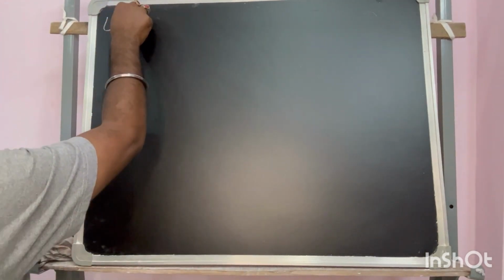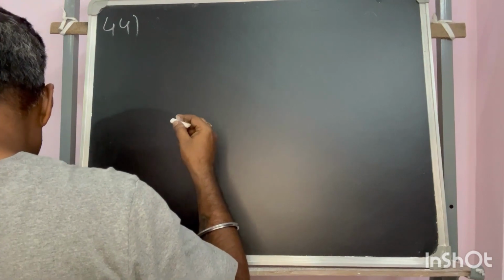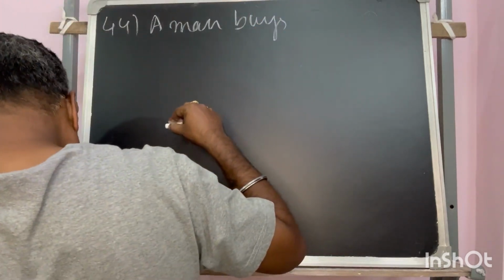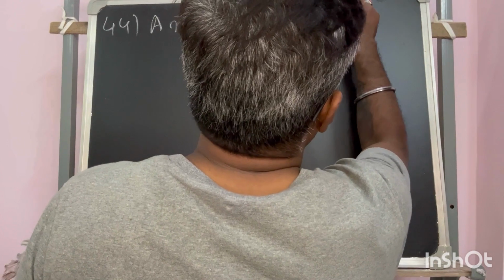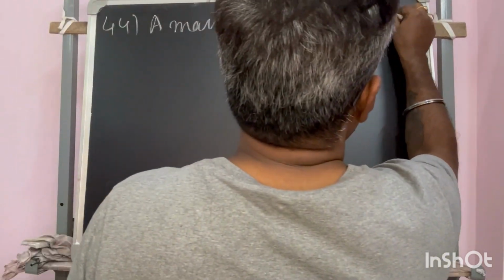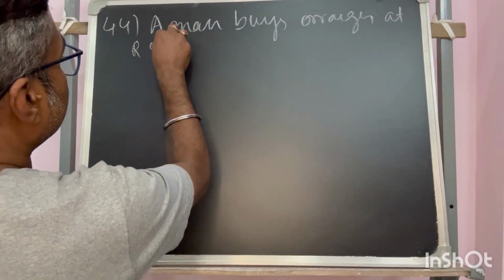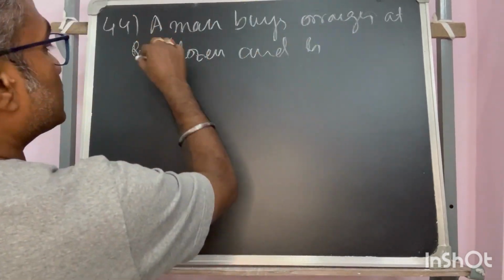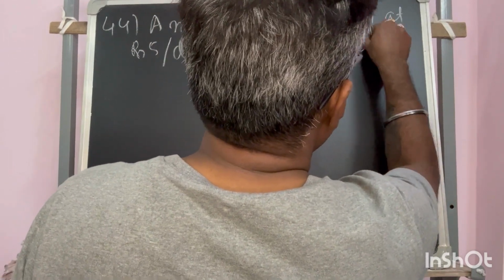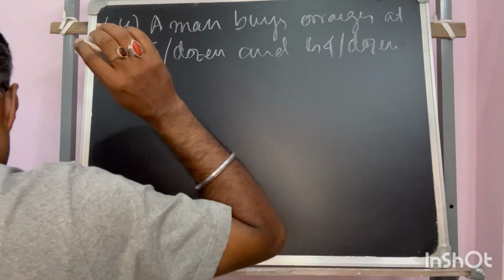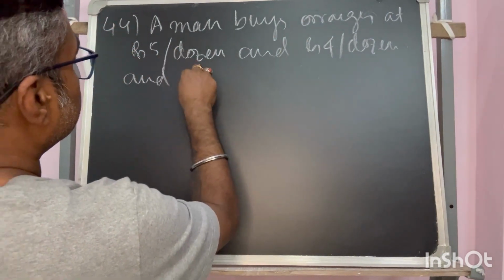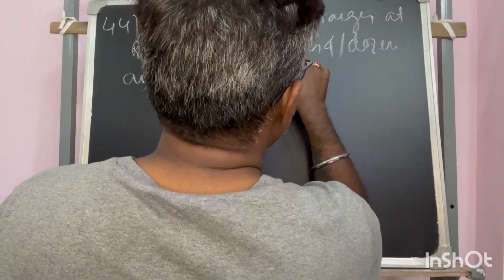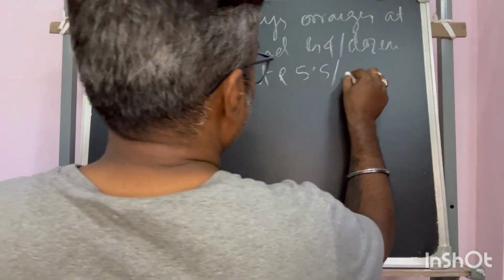This is number 44. A man buys oranges at ₹5 per dozen and ₹4 per dozen, and sells it at rupees 5.5 per dozen.